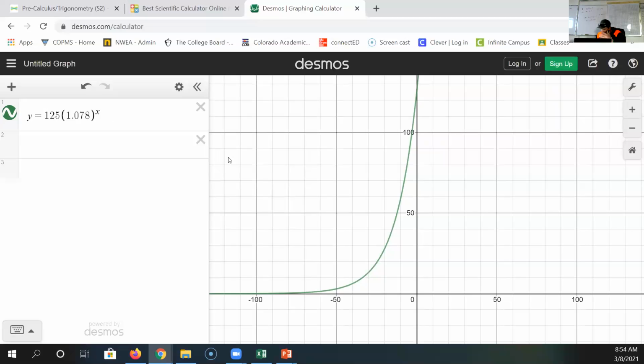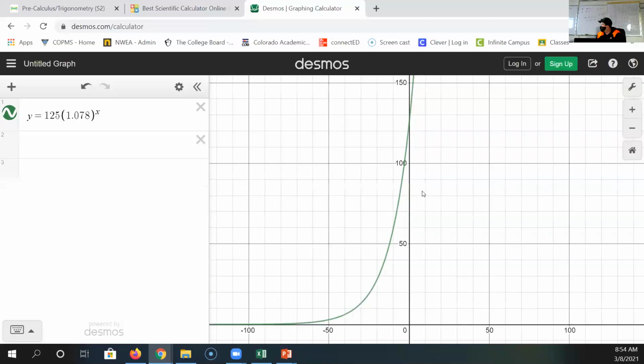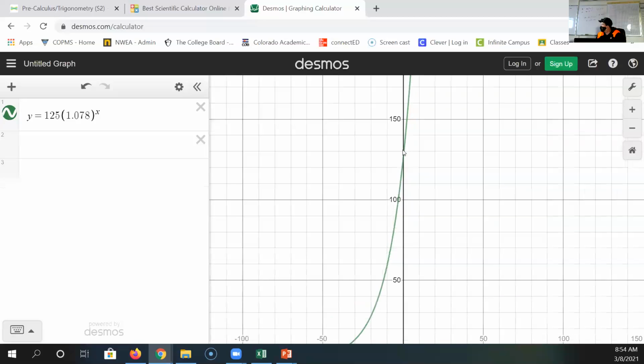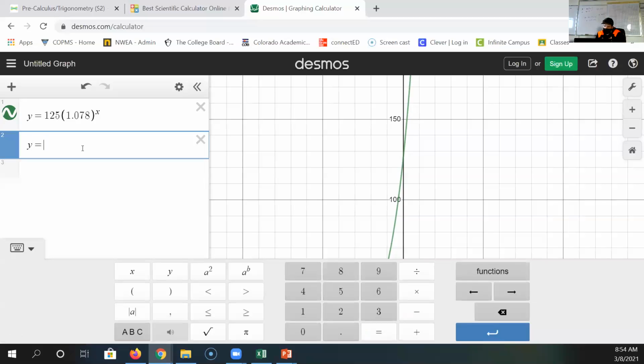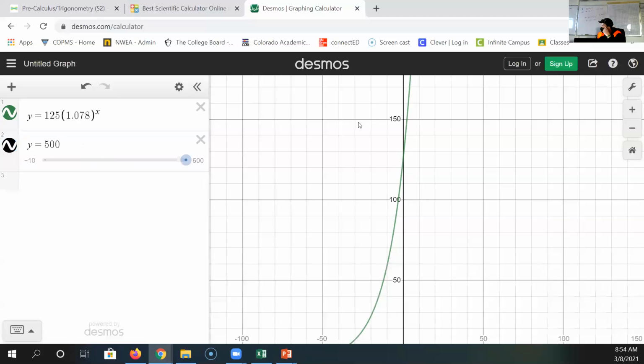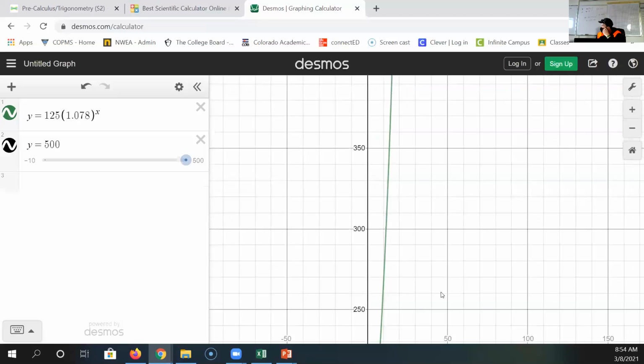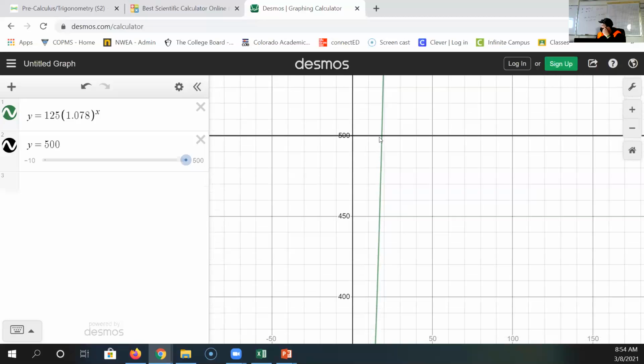So just be wary of your scale. I should have been smart enough to realize that 125 would be my intercept. Just poor planning. And then on the second equation, I'm going to enter y equals 500, because that's the number of deer that I want to know. So I'm going to go up to where 500 is. I'm going to click so I can see this intersection point that says 18.457. Remember, that represents the number of years.